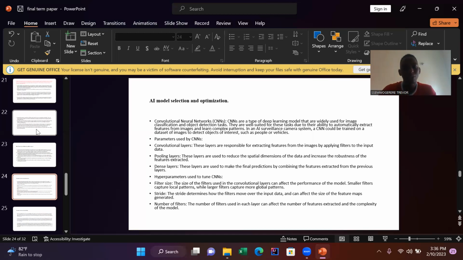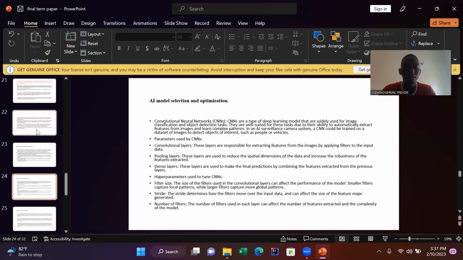So the parameters used by CNNs are convolutional layers, responsible for extracting features, pooling layers to reduce the spatial dimensions, then dense layers to make final predictions. Then the hyperparameters used to tune CNNs: filter size. The size of the filters used in the convolution can affect the performance of the model. Smaller filters capture local patterns, while larger filters capture more global patterns.